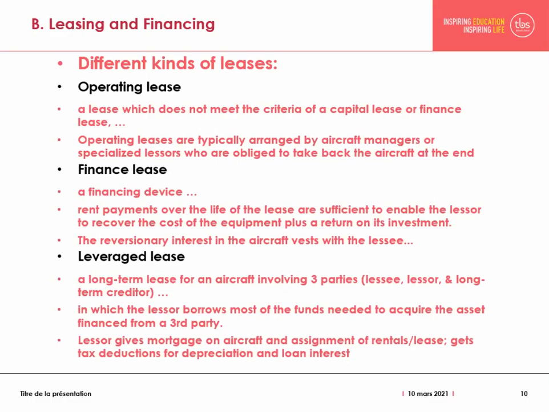Now, a leverage lease is a lease involving at least three parties, where usually you have the lessor borrowing most of the funds needed to acquire the asset. It could be aircraft, financed by a third party, and the lessor gives a mortgage over the aircraft and assigns the lease rentals to the financing party. This may benefit from tax reductions, depreciation, loan interest reductions. And what kind of companies are generally the creditors? The creditors could be banks, or could be credit companies.